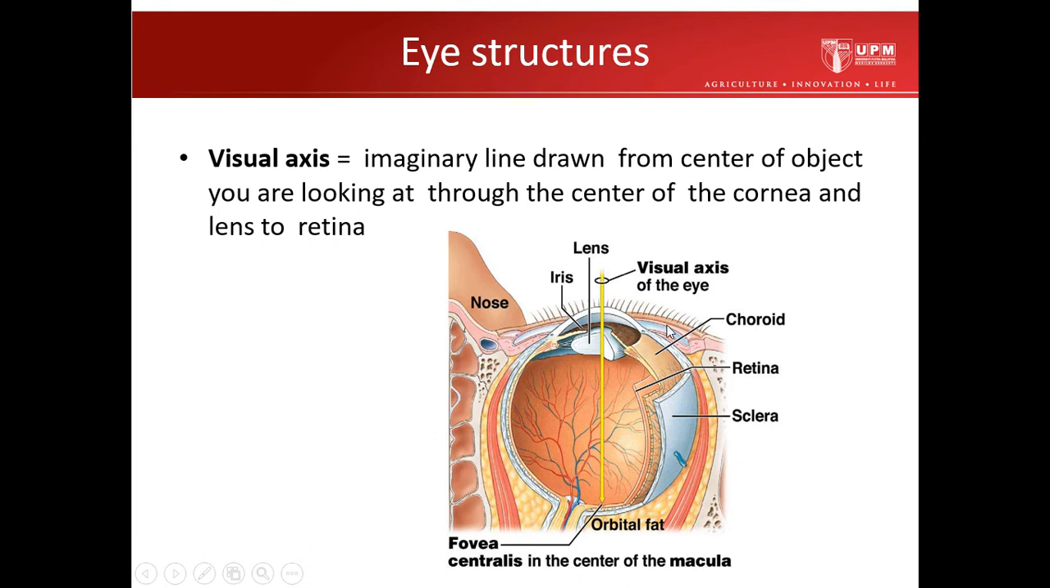The light passing through the center of the cornea and the center of the lens strikes a specific location that contains the highest density of photoreceptors anywhere in the eye, for example, the macula here. The visual axis of the eye is an imaginary line drawn from the center of an object that you are looking at, directly through the center of the cornea and the center of the lens to the retina.